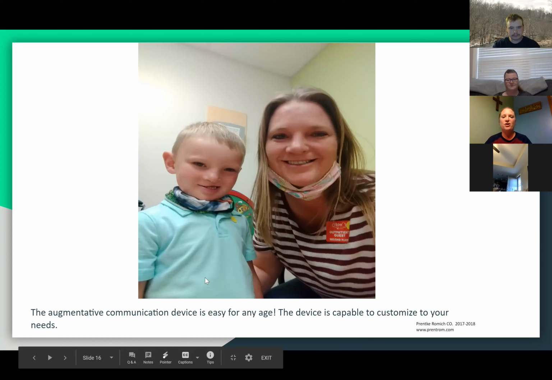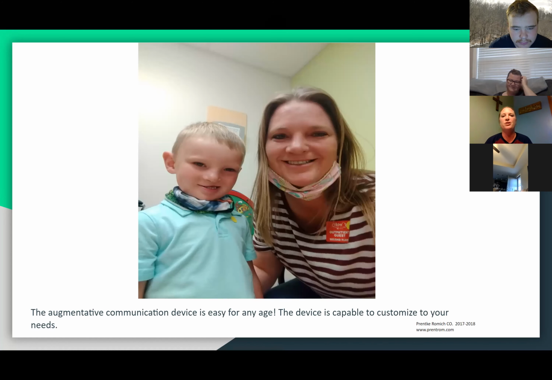Hello, my name is Brooke Hall, and I'm going to be talking about the language augmentative communication device. The augmentative communication device is easy for any age, as you can see in this picture. My 3-year-old son uses it, and he's very capable of doing it. It can be customized to your own needs.